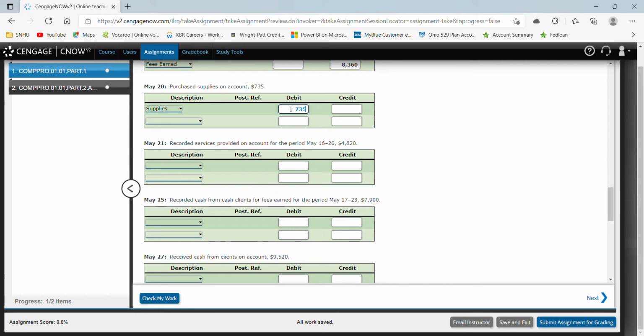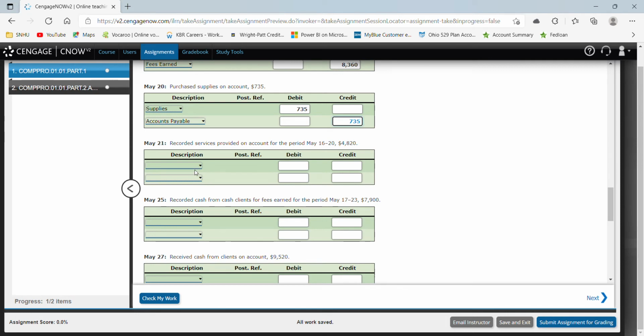So we increased our supplies, and it was on account. So we've got to record our accounts payable. There we go. Recorded services provided on account. So probably nothing happening with cash here.